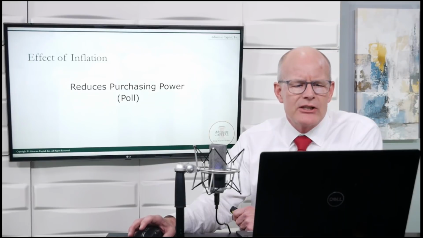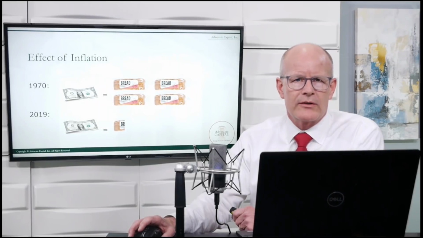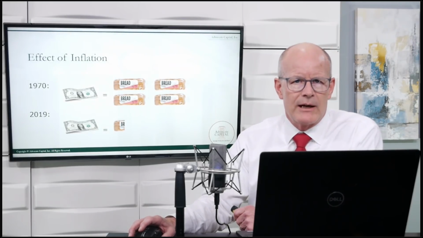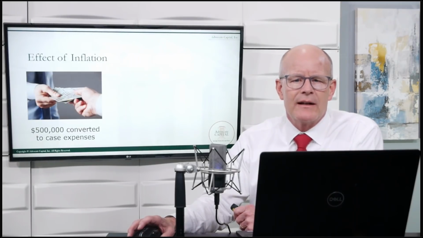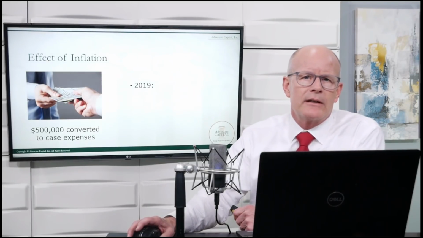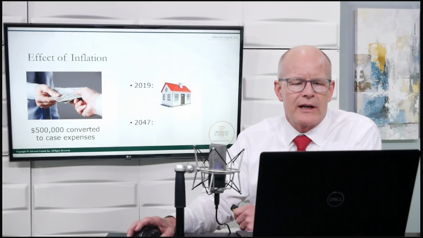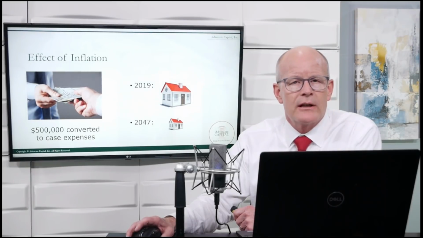So inflation affects the purchasing power of a given dollar, right? So going back to the poll we just talked about, in 1970, a dollar could buy 4 loaves of bread. In 2019, you can't even buy a whole loaf of bread with that. So if we transfer that concept to your case expenses, let's imagine that instead of having them tied up in your cases, you bought a house with it in current dollars. Well, if you waited 30 years to retire and then got your $500,000 out in 30 years, what's that house going to look like? It's going to be a lot smaller house because you would have had 30 years or so of the effects of inflation, so it undermines the purchasing power of your dollar.